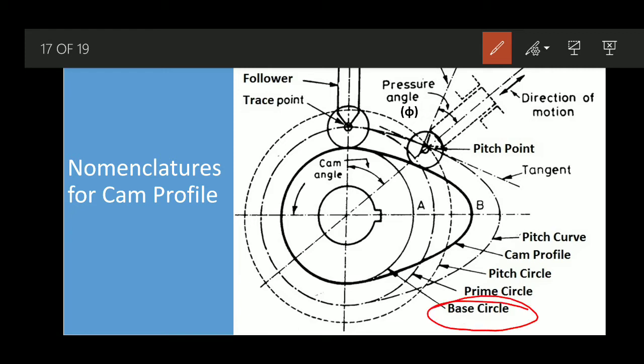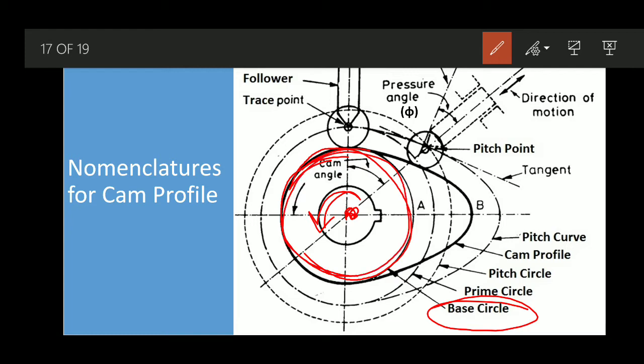So it is the smallest circle which is drawn from the cam center. Here this is the cam center, the center of rotation of the cam. So the smallest circle drawn from the cam center to the cam profile. If you see, this is the smallest radius circle that we can draw considering the cam profile. So this becomes the base circle.